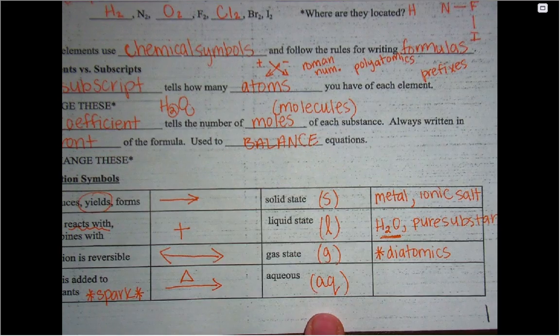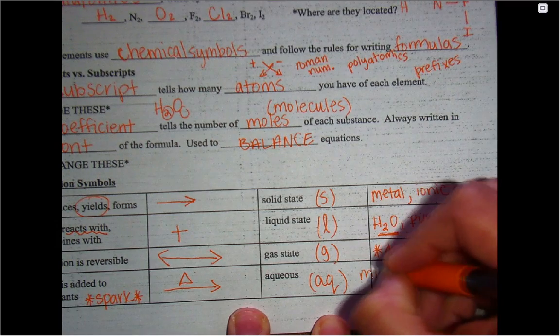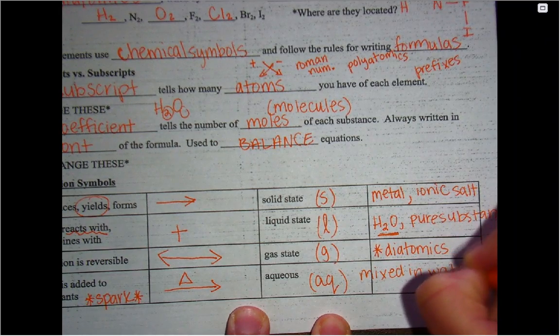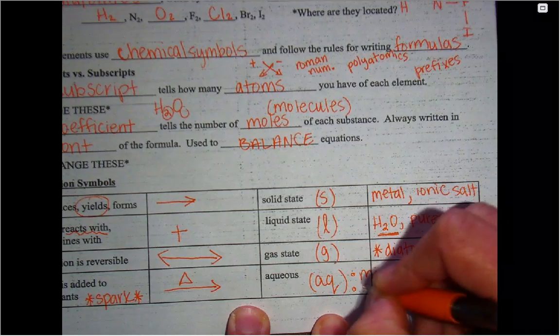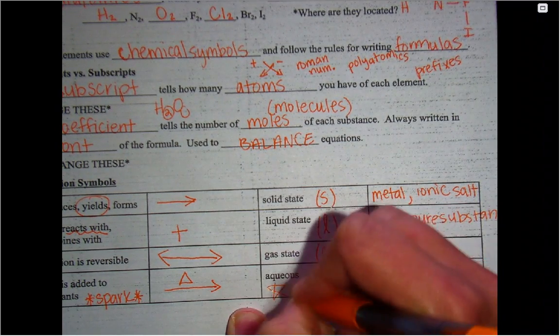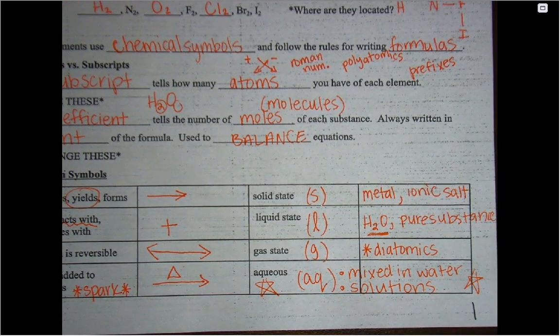All right, aqueous. So like I said, aqueous means it's mixed in water, or it's dissolved in water, right? That means it's all of your solutions. Put a star next to this because when in doubt, put aqueous, because most likely that's what it is for chemistry. Okay?